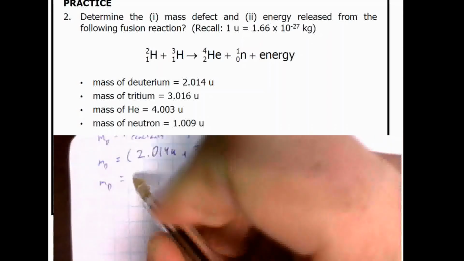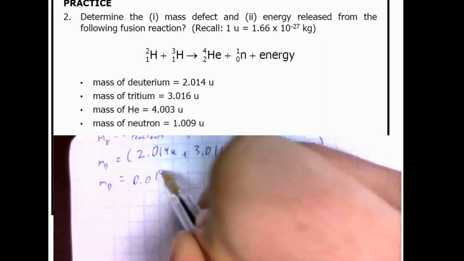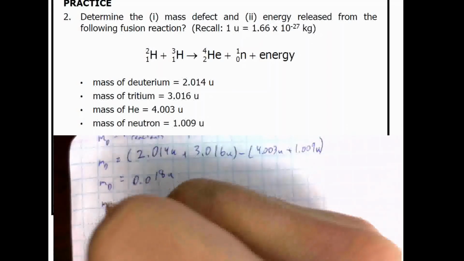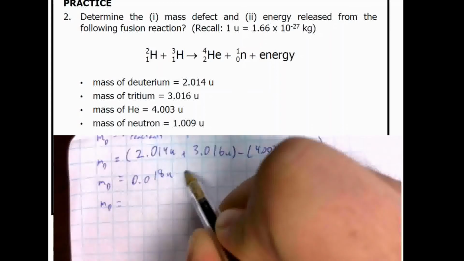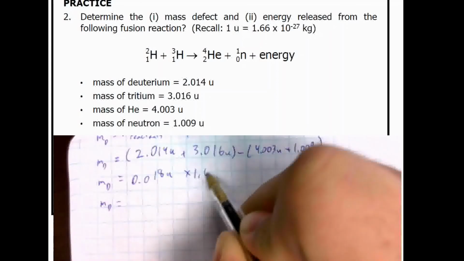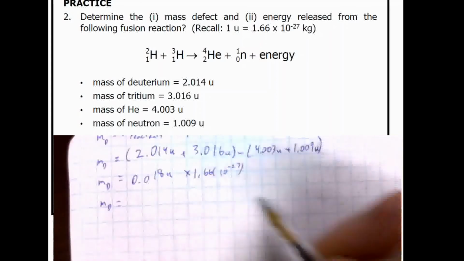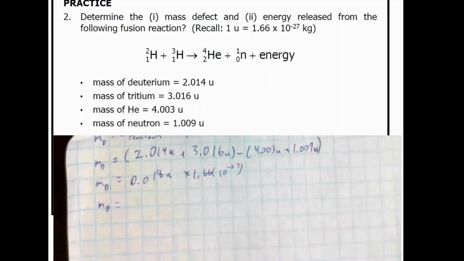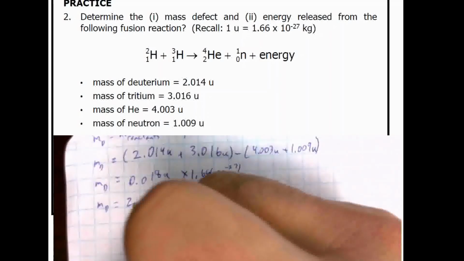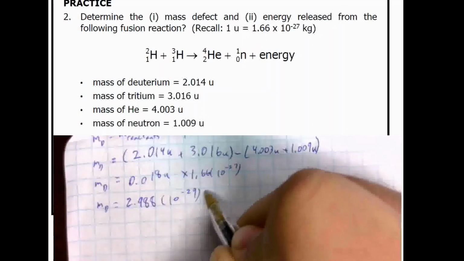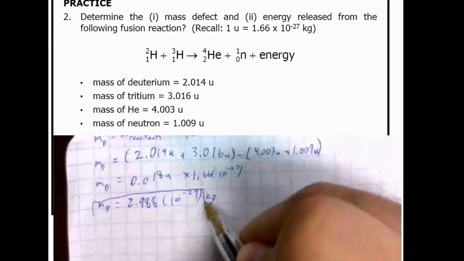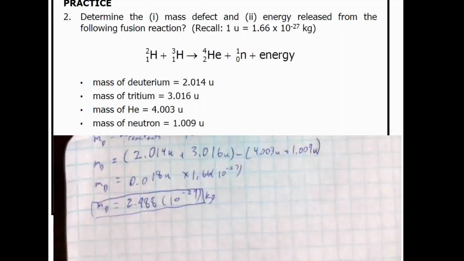So I have a mass defect of 0.018 U, and at this point I can convert, so I'm going to multiply this by 1.66 times 10 to the power of negative 27. Should be negative 29 when I'm done with it. We have 2.988 times 10 to the negative 29 kilograms. And we'll report that as our answer. Oops, I didn't circle the kilograms part.